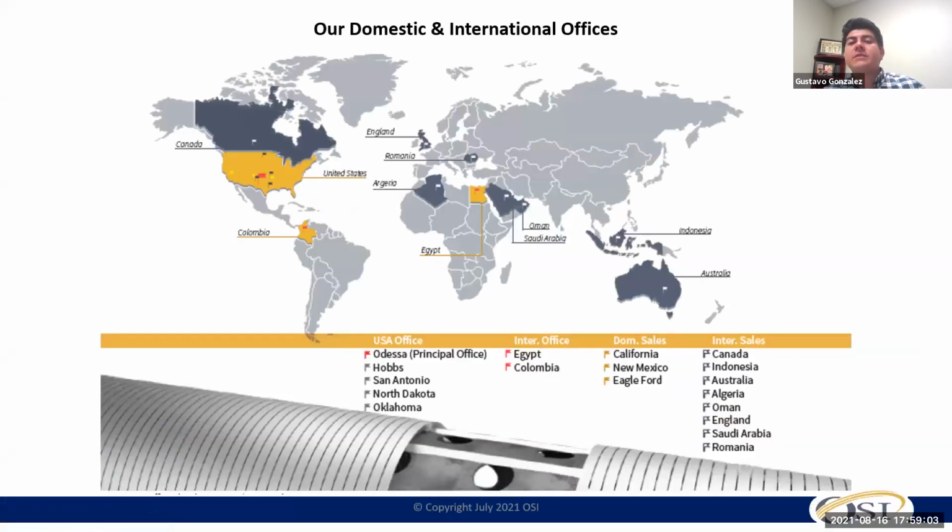They already did the introduction, but just to talk a little bit about Odessa Separator. We have been in business for the last 25 years. The headquarters is located in Odessa, Texas. The main company is focused on 3 different disciplines: sand control, gas separation, and downhole chemical treatment.